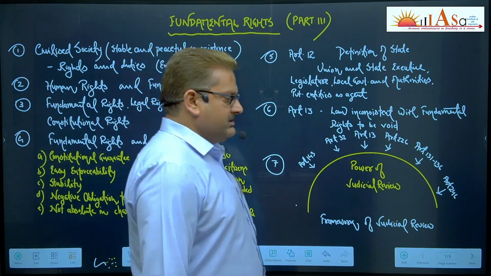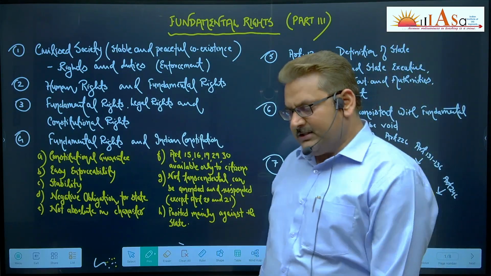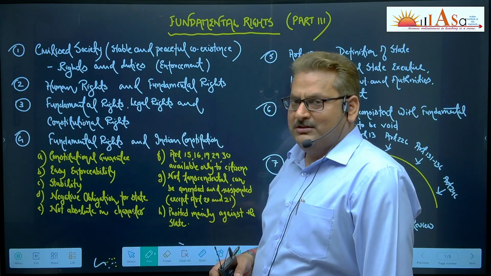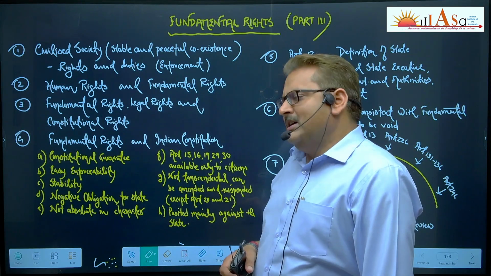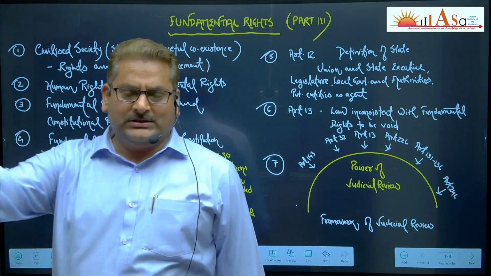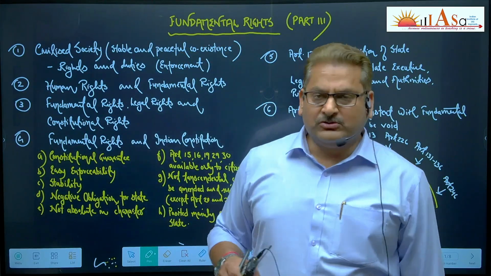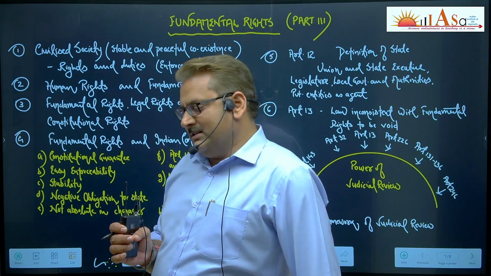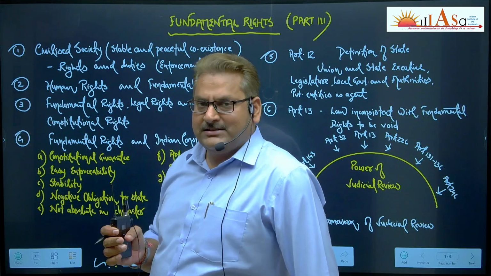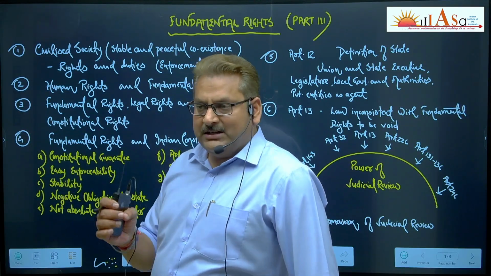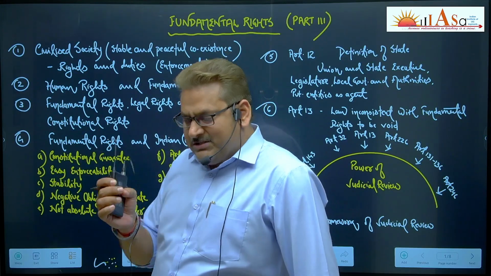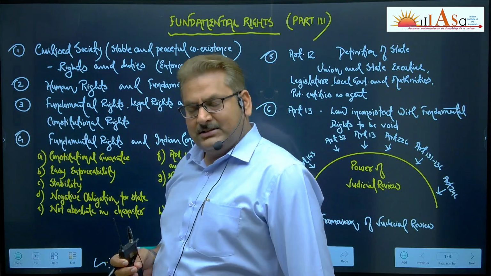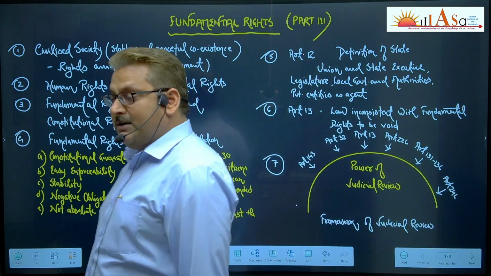Then Article 13 is equally important, because Article 13 clearly states that if any pre-constitutional law, any law existing prior to the commencement of the Constitution, and thereafter any law enacted by Parliament, is found to be inconsistent with fundamental rights, then to the extent to which it is inconsistent or in derogation of Part 3 of the Constitution, the fundamental rights, it can be declared null and void.